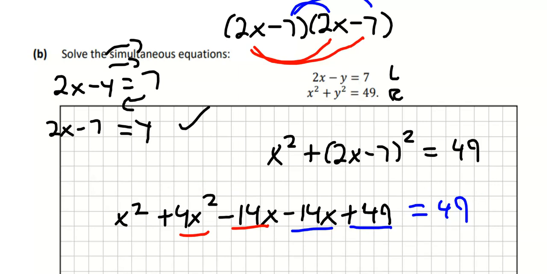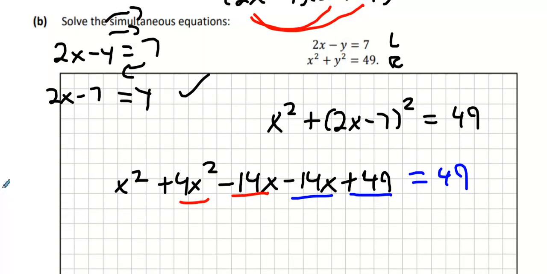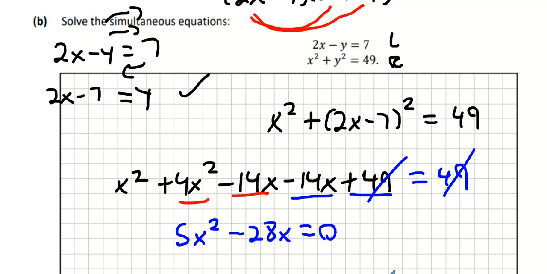Now see the 49 on both sides, what happens to that? What happens to the 49 on both sides? They're cancelling, aren't they? Two 49s are going to take each other out. And what do we have left? 5x squared minus 28x equals 0. Right, for those of you doing the minus b formula, a bunch of you would do the minus b formula on this, okay?